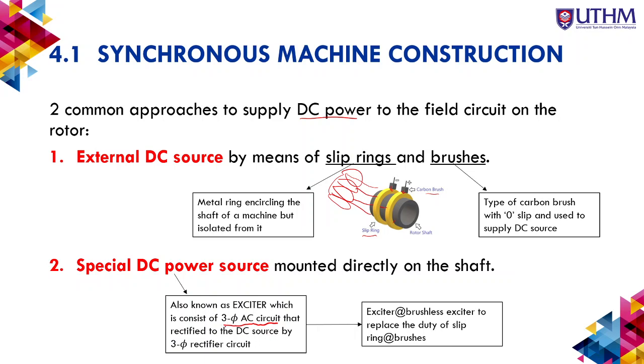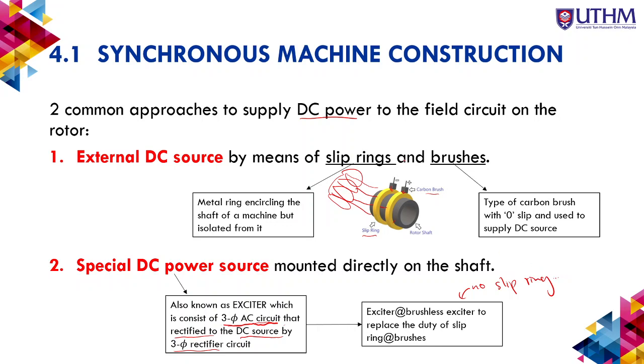They supply AC, and then they rectify it and it becomes a DC source, by using a 3-phase rectifier circuit. So this is an exciter, or brushless exciter, to replace the duty of the slip ring. So this one has no slip ring.